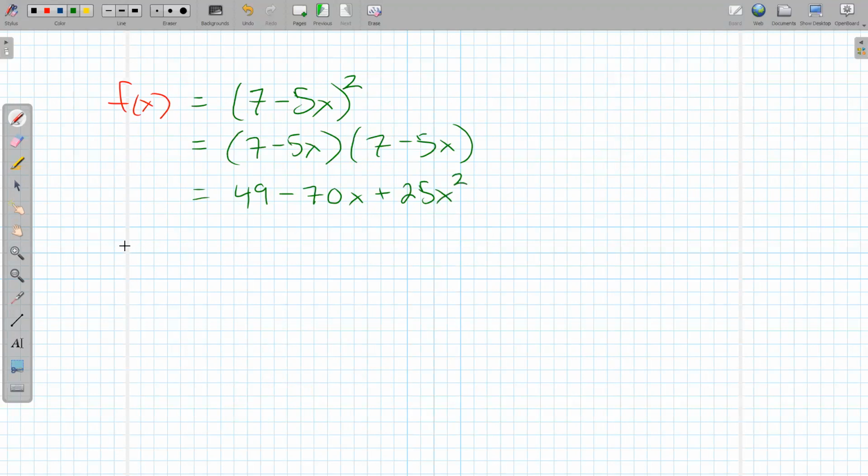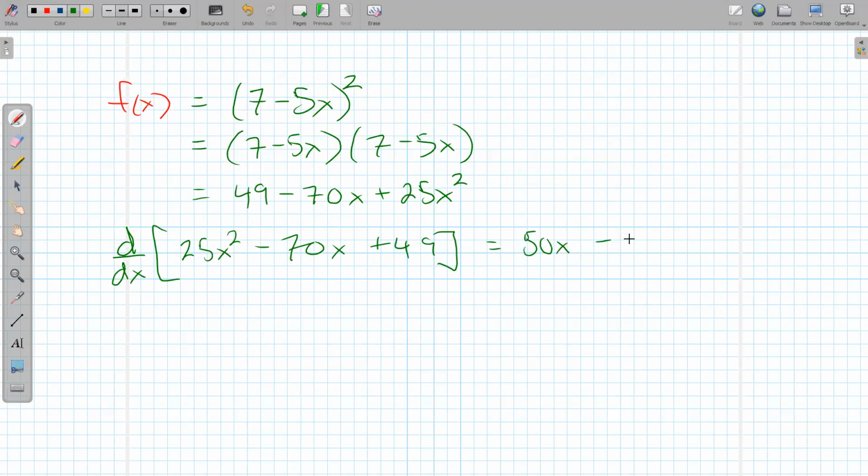So that's my function right there. Now I can take the derivative of it. So the derivative with respect to x of all of that, I'm going to rewrite it as 25x squared minus 70x plus 49. The derivative is 2 times 25, which is 50x. Derivative of negative 70x is negative 70. Derivative of 49 is 0. So this is my slope function, aka the derivative.